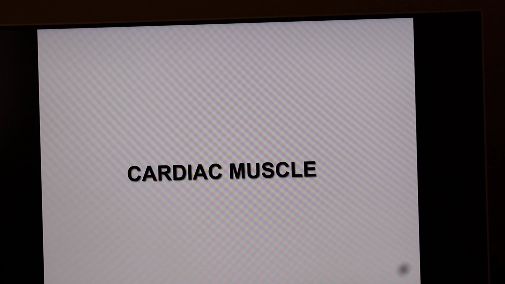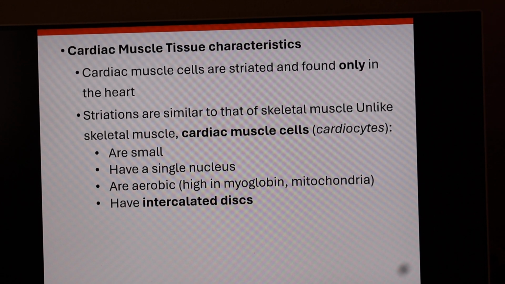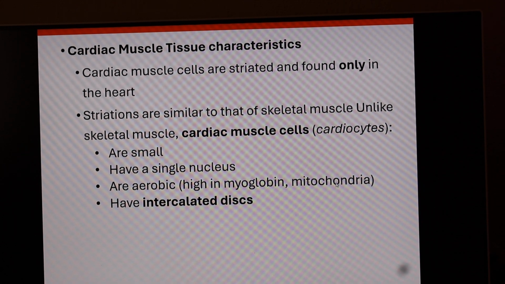Cardiac muscle, the third muscle. Cardiac muscles are striated as well, so they have something in common with the skeletal muscle. They are striated, but they are only found in the heart. Striations are similar to those of skeletal muscles. Unlike the skeletal muscle, the cardiac muscles are small, have a single nucleus, are aerobic, and have high myoglobin and mitochondria. Remember, when you see mitochondria, that means lots and lots of energy production.